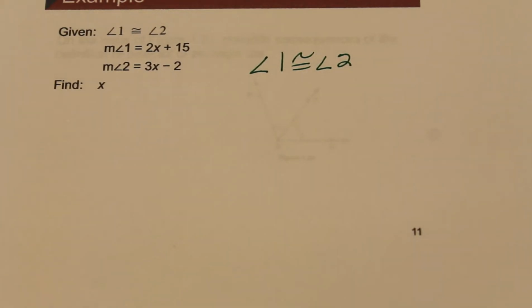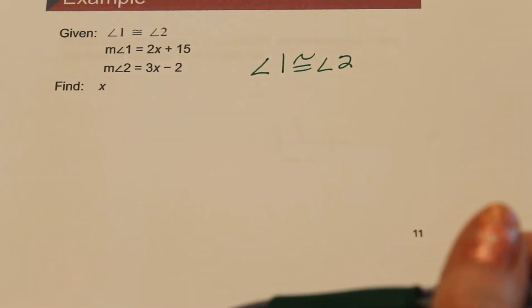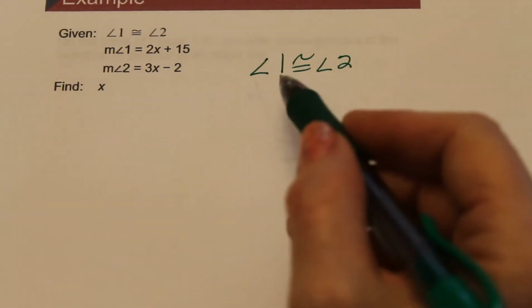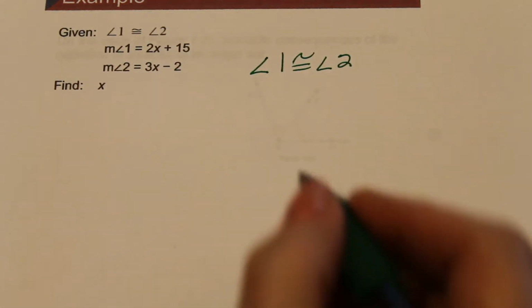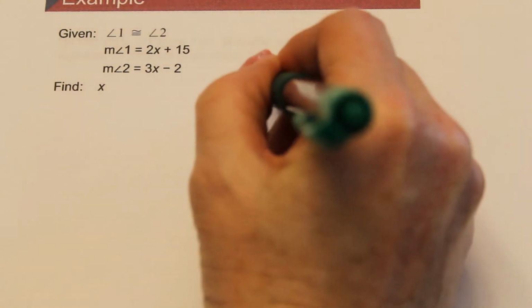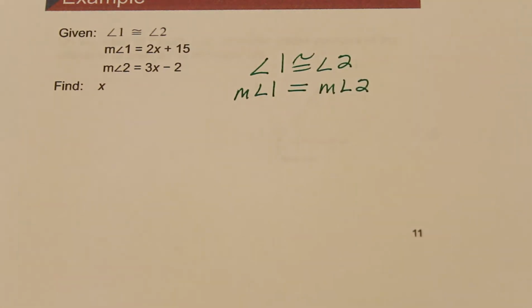So let's continue with an example of congruent angles and replacing angle measures and solving for variables here. Here we were told that angle 1 is congruent with angle 2. Well, going to the next line, if angle 1 is congruent with angle 2, that means the measure of angle 1 equals the measure of angle 2. That's your first step.